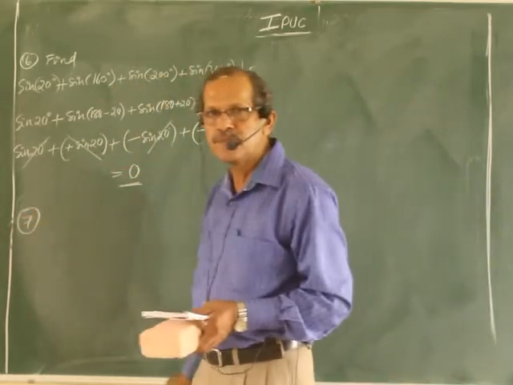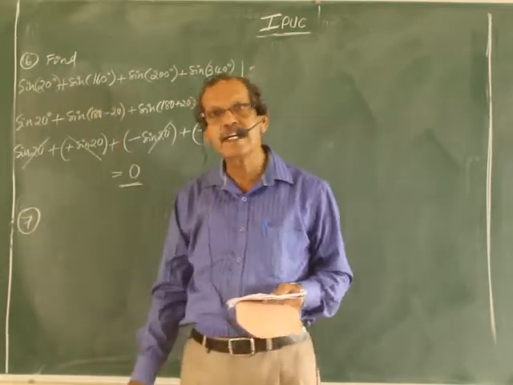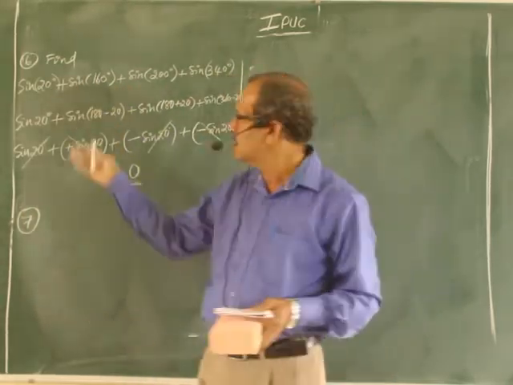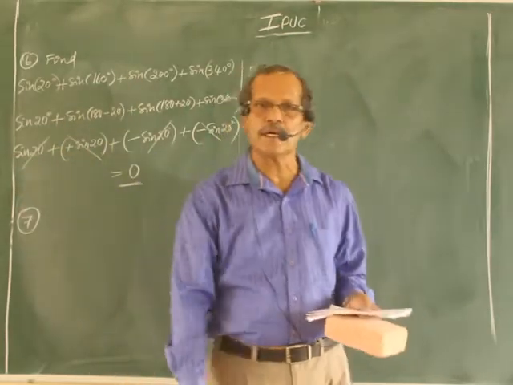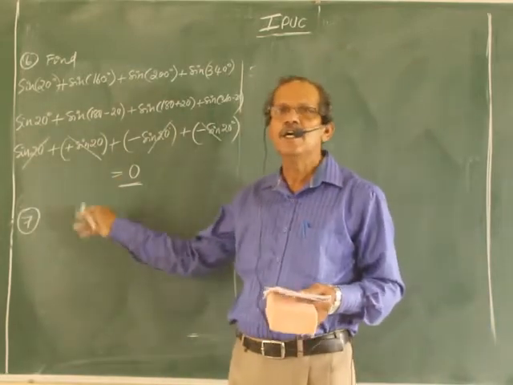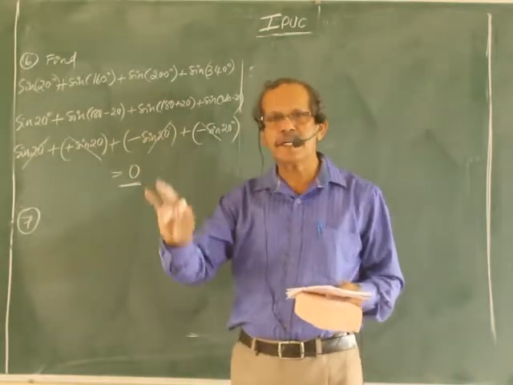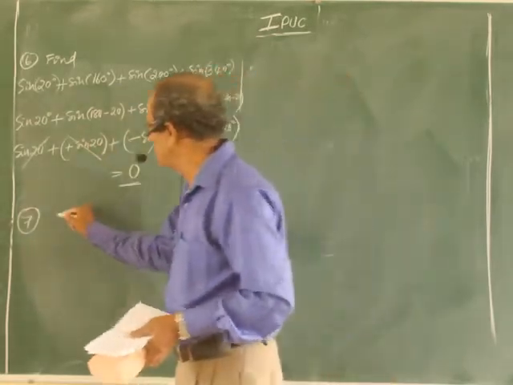Seventh one. If the angle is given in radian, convert it into degrees, then do the same thing. In order to avoid confusion, whatever angle is given in radian, first convert it into degrees, then simplify as before. Let me give one example.